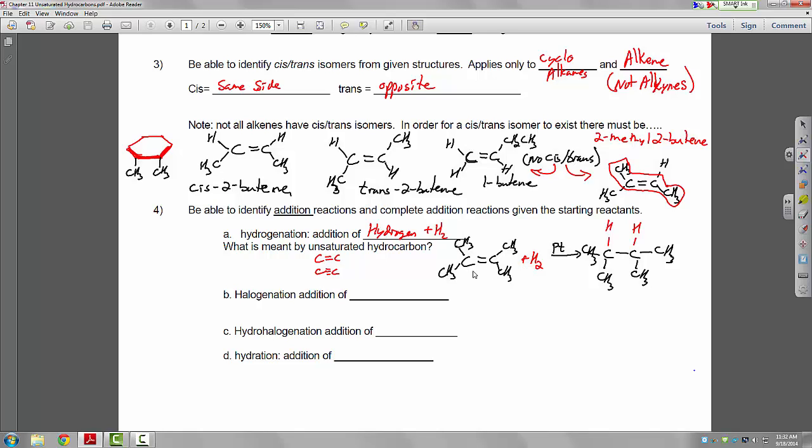So what is meant by unsaturated? In essence, it means you have a double bond or a triple bond, but where that name comes from, I just say comes from the fact that more hydrogen can be added. Okay.